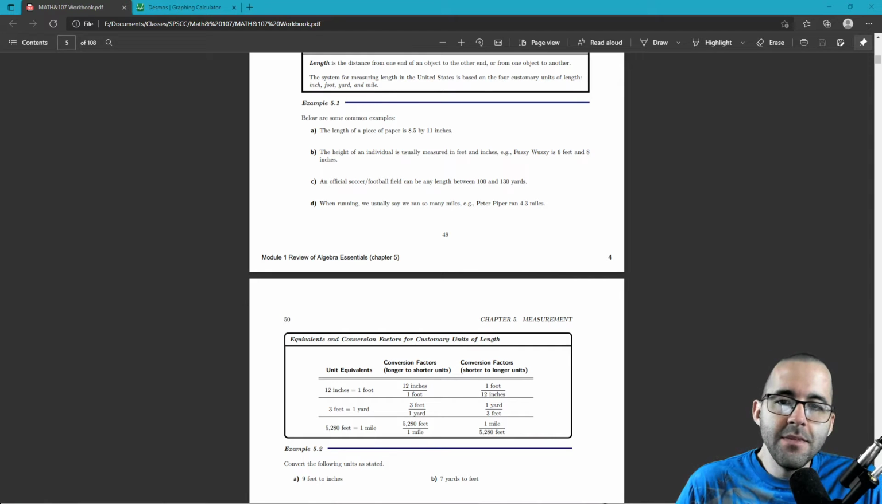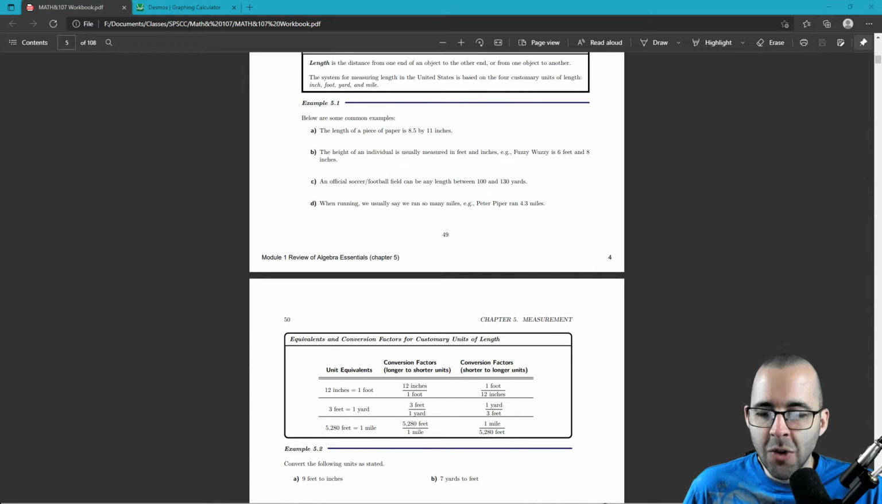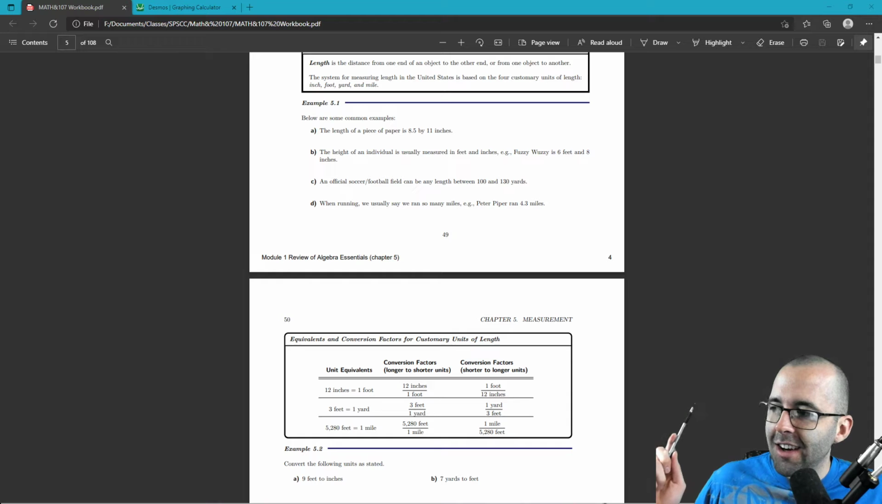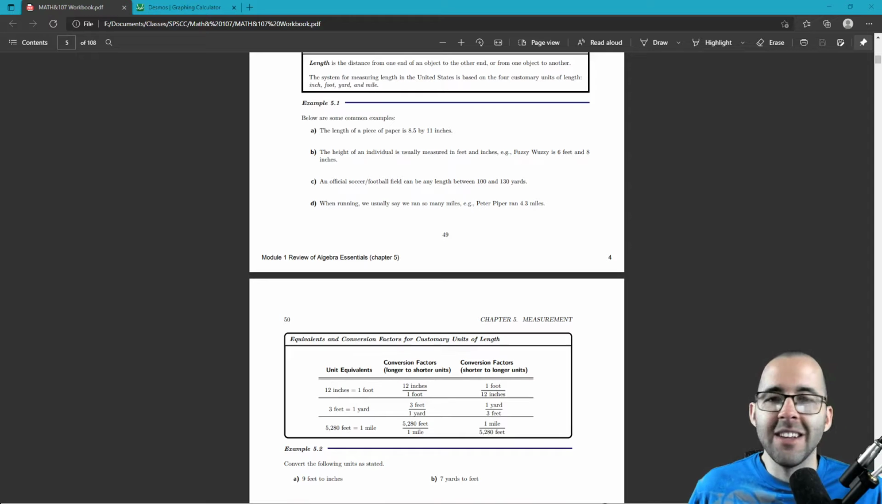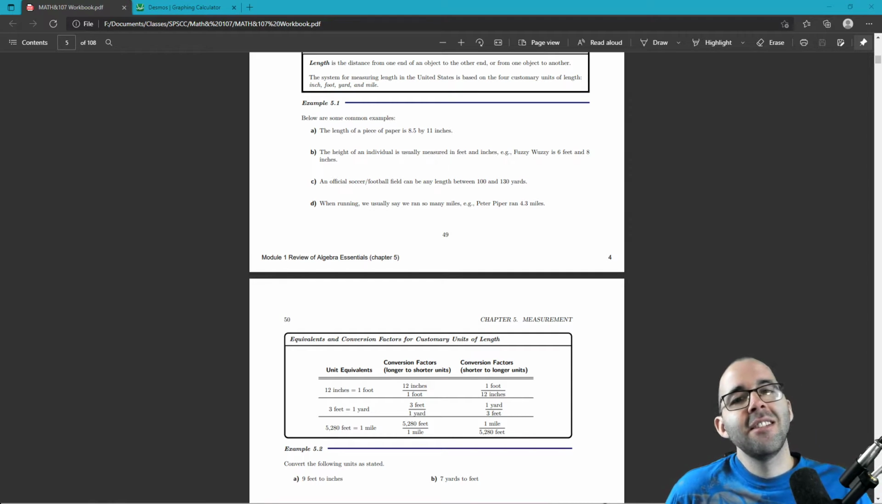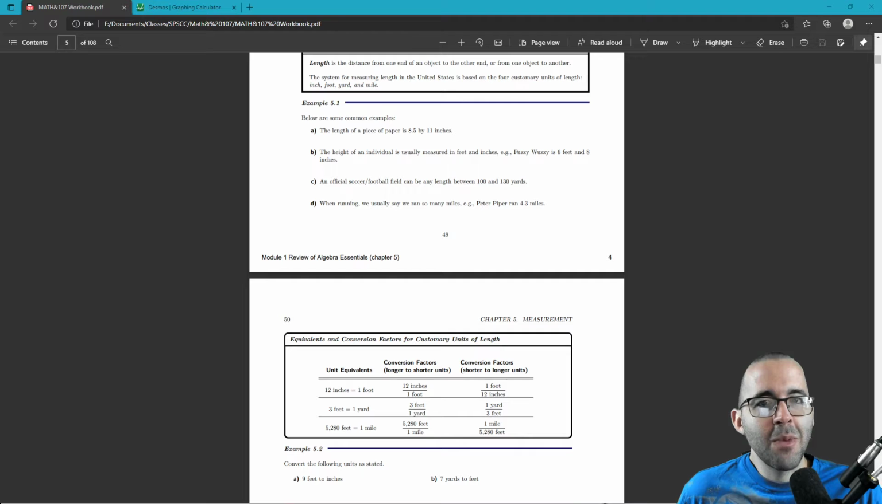Okay, so some measurements that you may or may not be aware of already: the length of a normal piece of paper, like this piece of paper right here, is 8.5 by 11 inches. The height of an individual is oftentimes in feet and inches. A football field can be 100 yards, maybe 130 yards. And a lot of times when running, which I'm probably going to do after recording these videos, I've recently gotten into running, we also talk about miles.